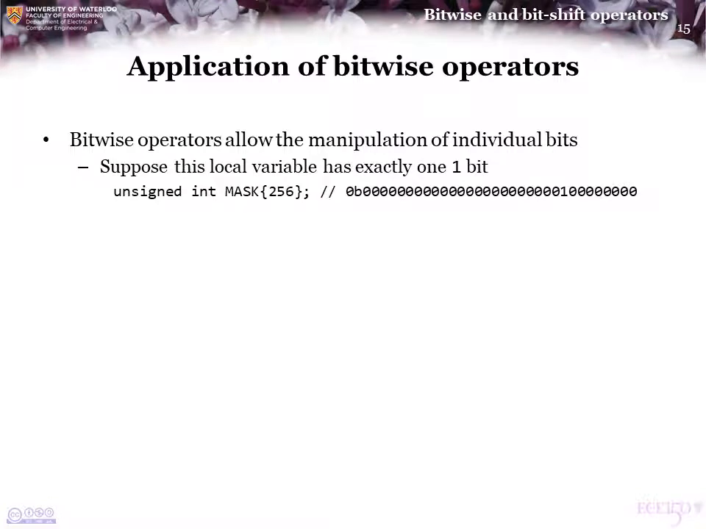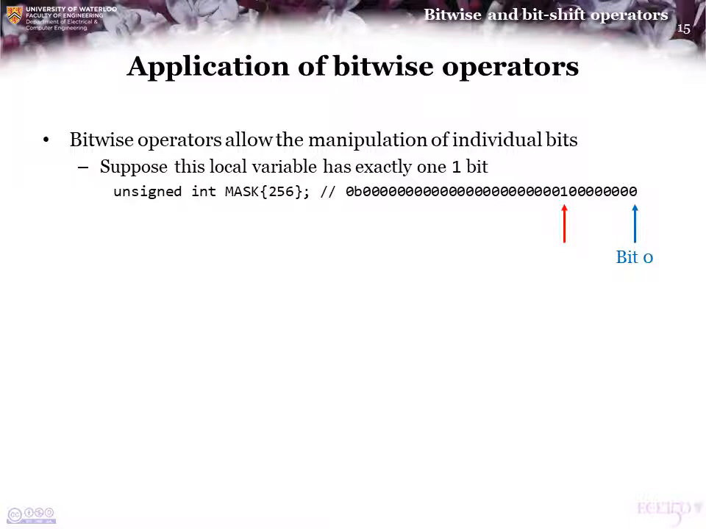So, suppose here we have this local variable. I'm calling it mask. It has a value of 256. 256 is 2 to the 8. Now, as you will remember, the rightmost bit is considered to be bit 0. And 256 indicates that bit 8 is the one that is set to 1.